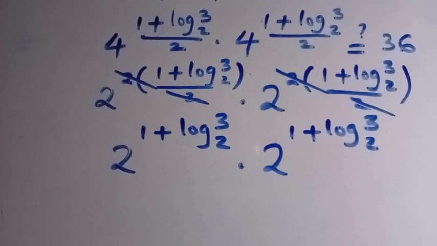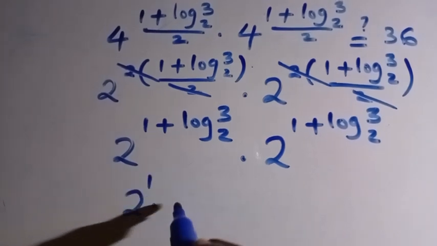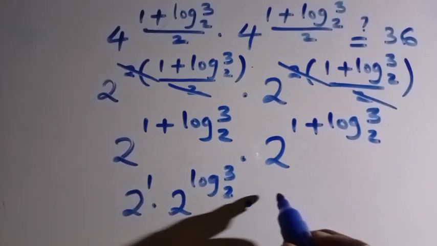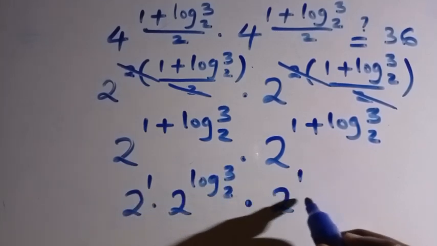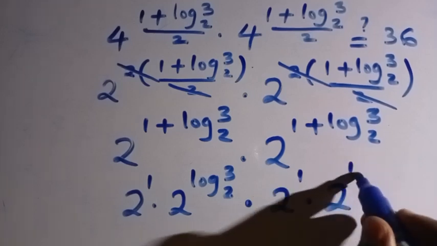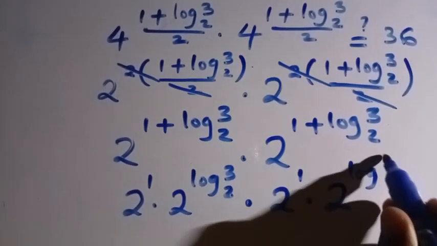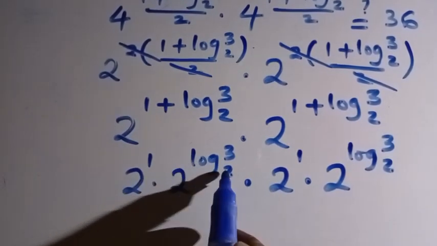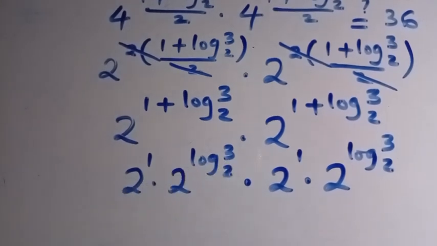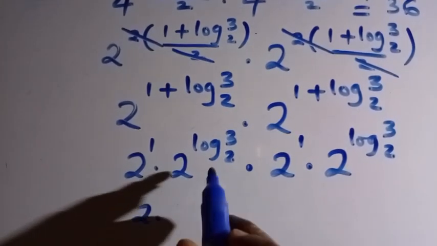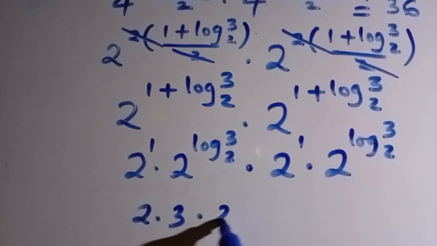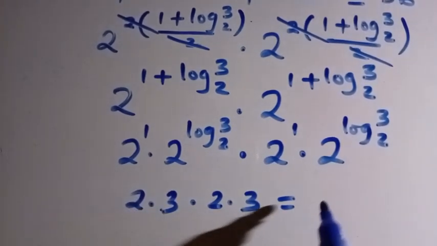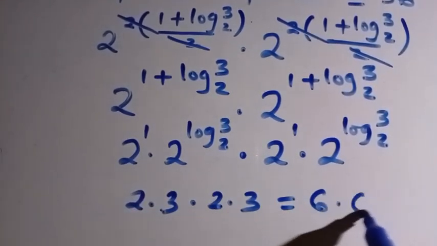And by this, we can separate this as 2 to the power of 1 multiplied by 2 to the power of log 3 base 2, multiplied by 2 to the power of 1 multiplied by 2 to the power of log 3 base 2. Anytime we have something like this, where the base and the base of the logarithm are the same, we are going to take only 3. So 2 power 1 is 2 multiplied by 3, multiplied by 2 multiplied by 3. So 2 times 3 is 6, multiplied by 2 times 3, we have 6.